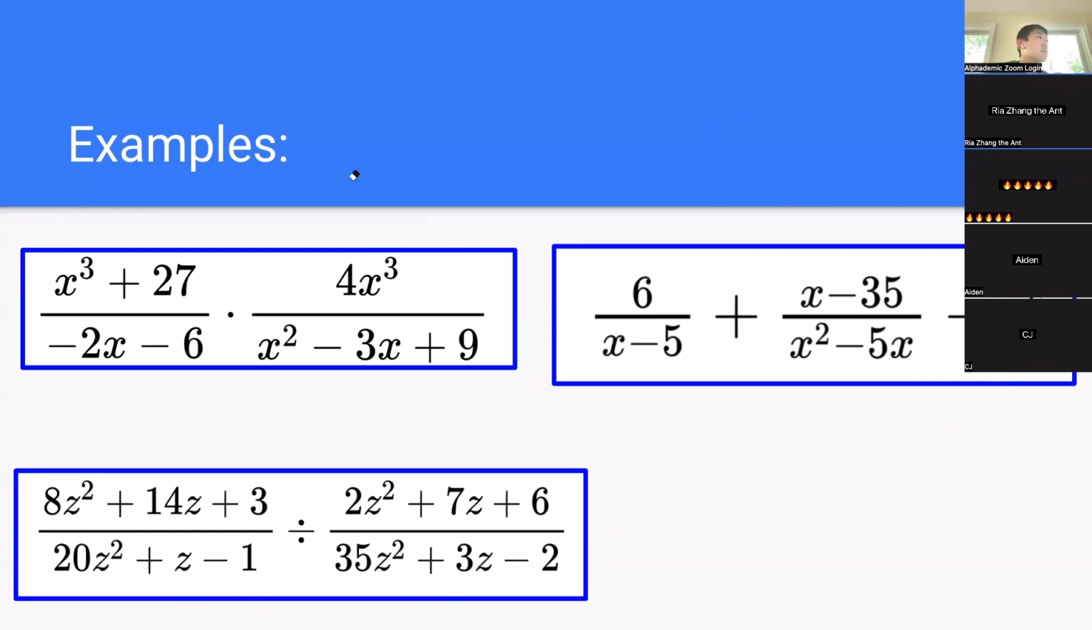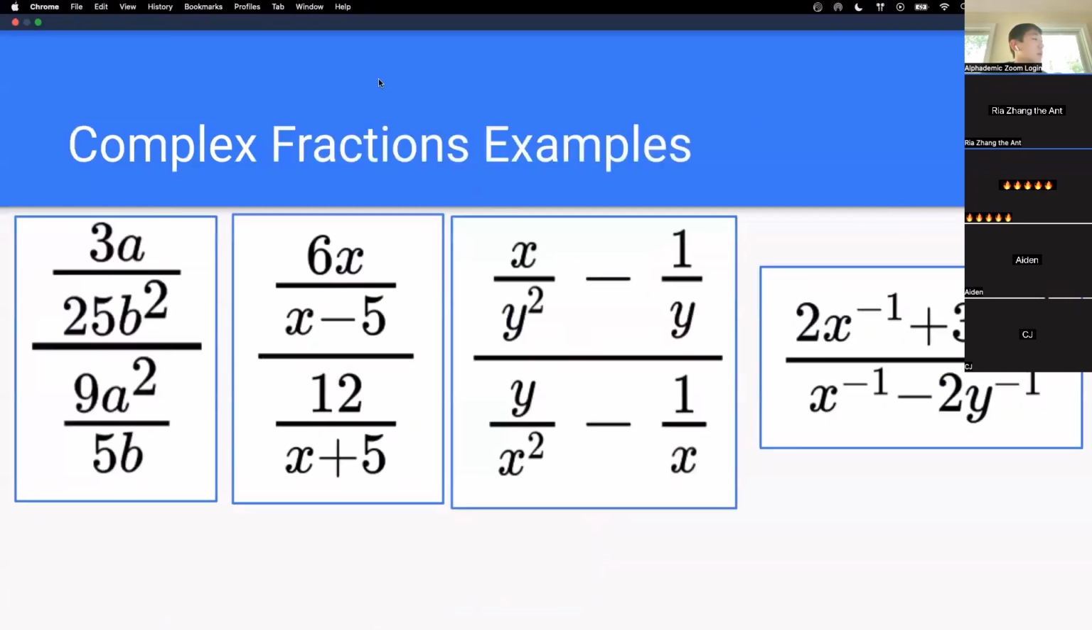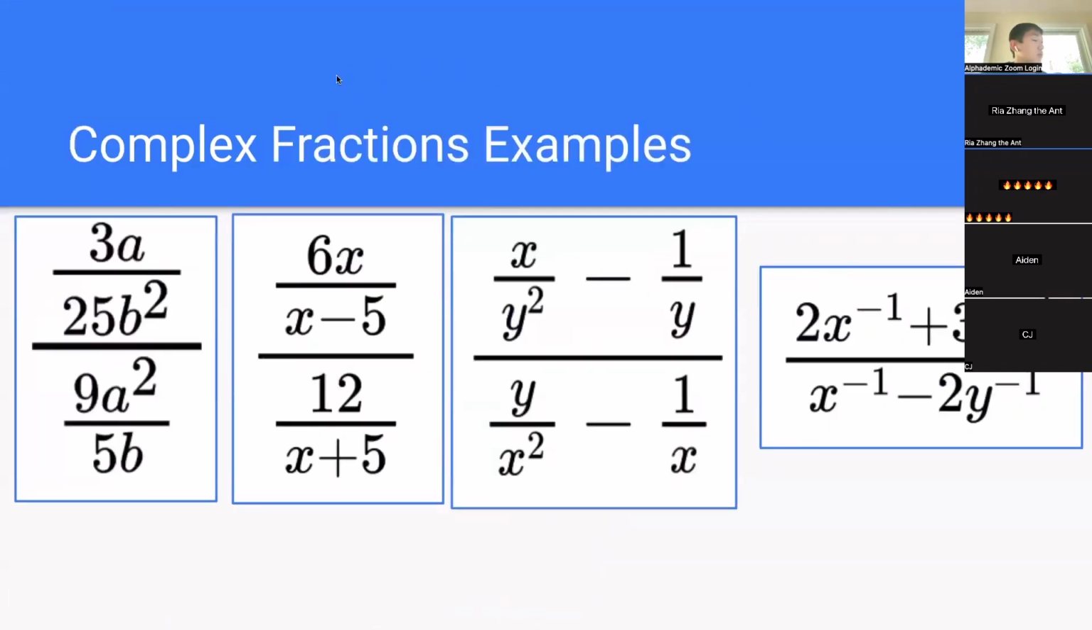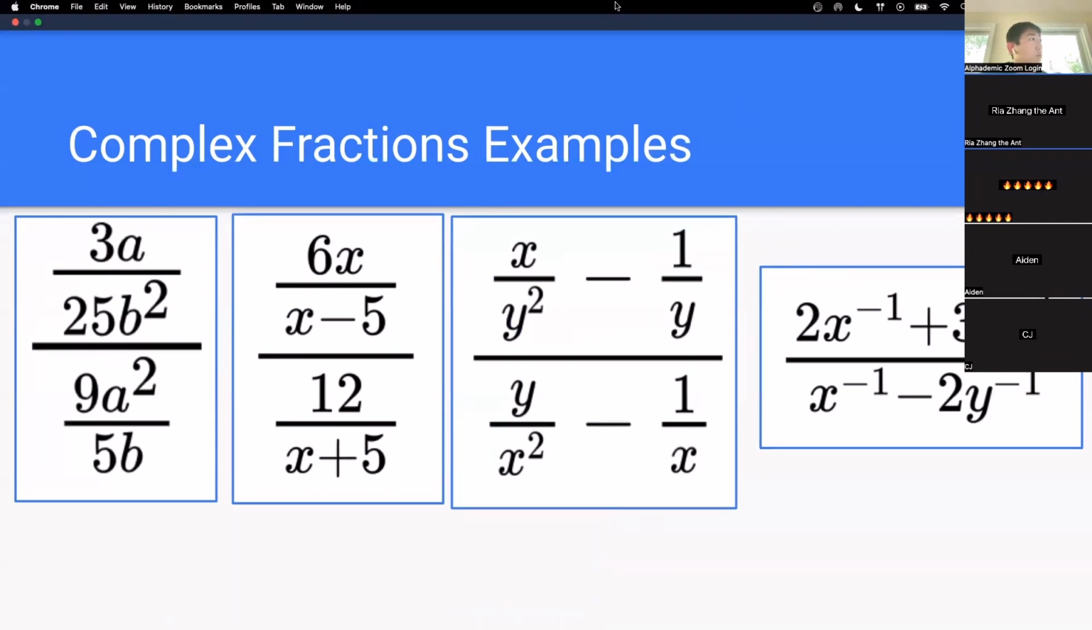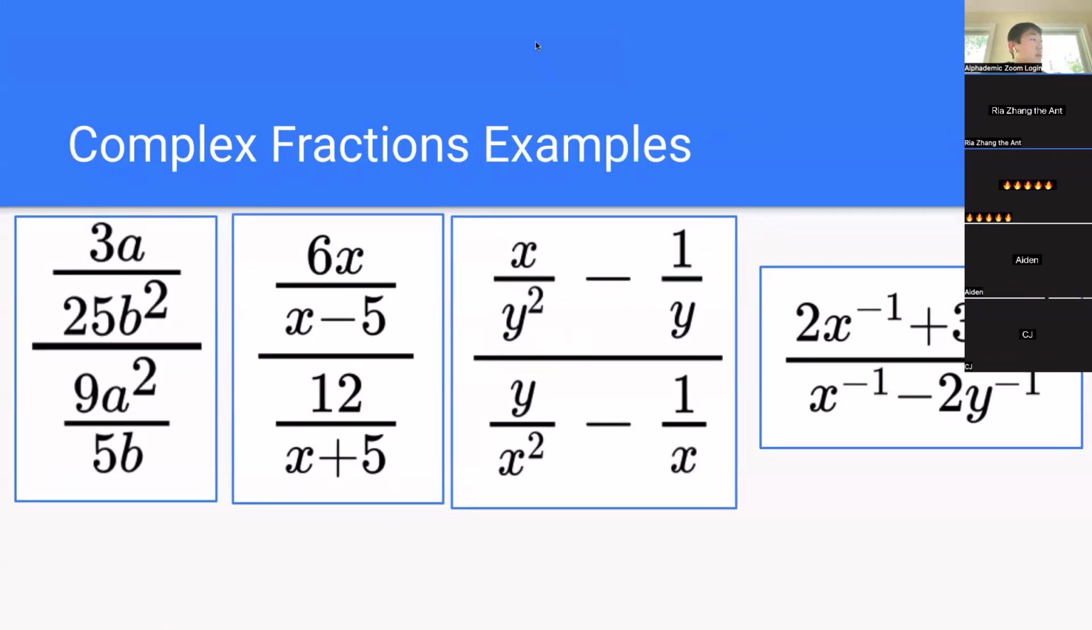All right. So these are some more complex fraction examples. Let's take about 5 minutes to work on these. We'll reconvene at 3:53. Once you solve the problem, just put the answer in the chat box.